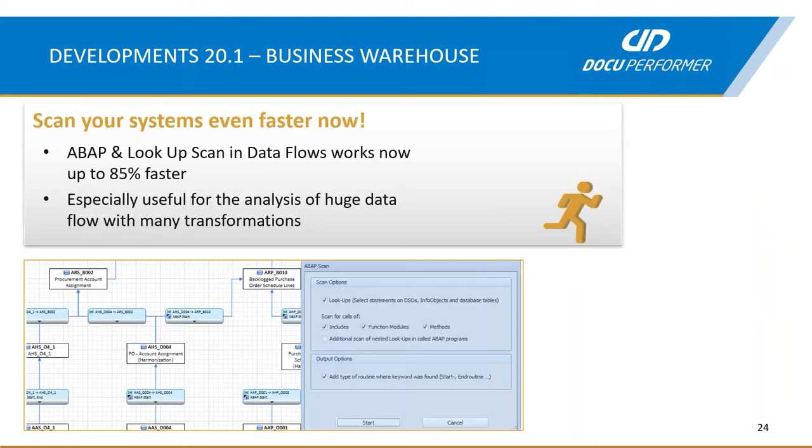All right, what else? We improved our ABAP lookup scan in the data flows, and it's now working amazingly 85% faster. If you're familiar with this function, you know, whenever a data model is quite huge and has a lot of transformations in it, it took quite some time to do the ABAP code scan for lookups. Now expect these results to show up 85% faster than usual. This is especially useful for these huge data models.